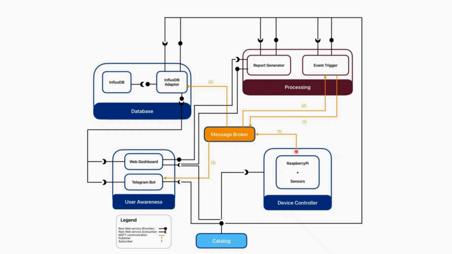On the right, we have the device controller, the Raspberry Pi in each room, which collects sensor data and sends it to the broker. On the top left, InfluxDB stores all the data through the adapter. In the processing group, the event trigger checks for dangerous values and the report generator creates summaries. On the bottom left, the web dashboard and Telegram bot show the data to caregivers. Each part is an independent microservice. Let us explain all of these microservices.